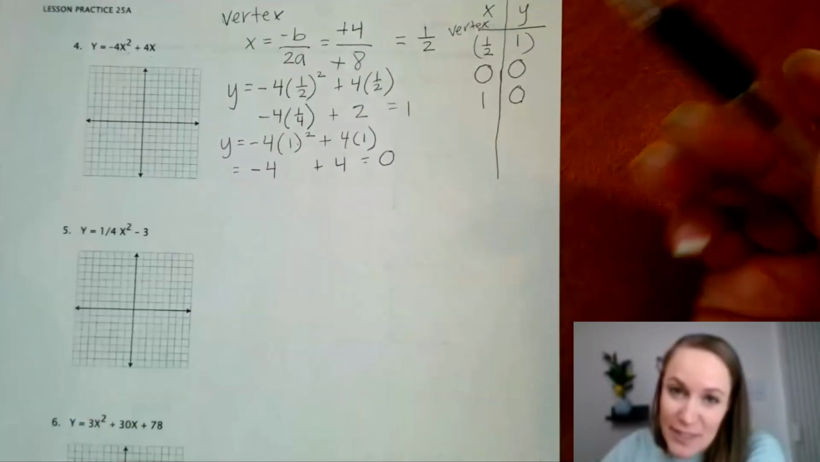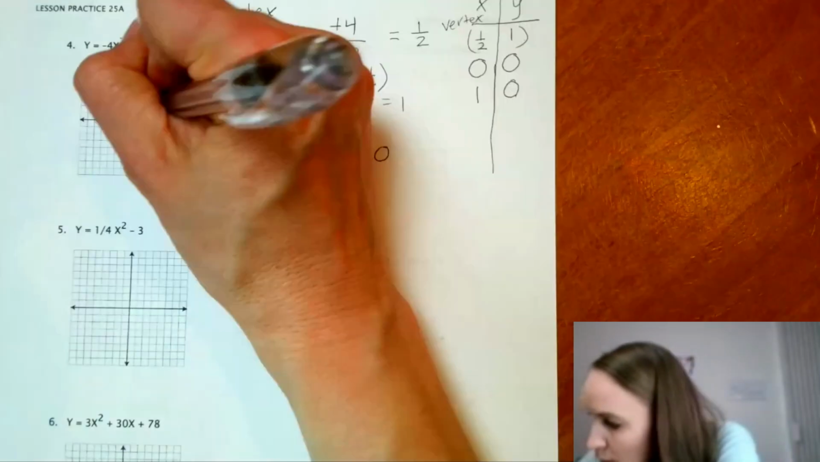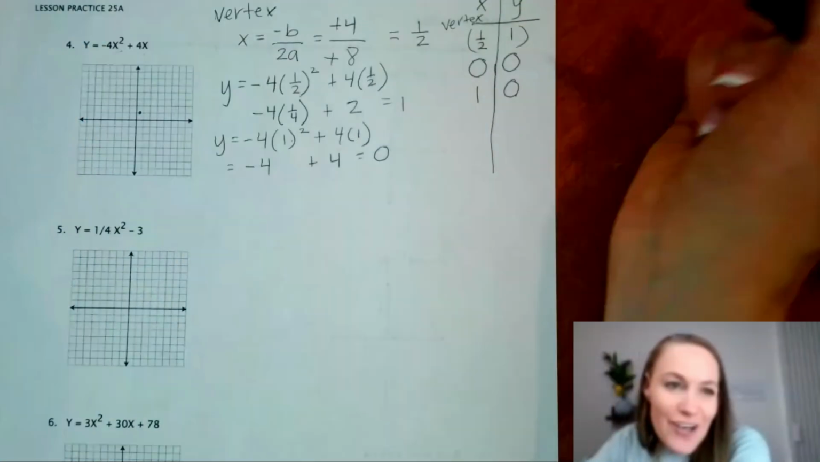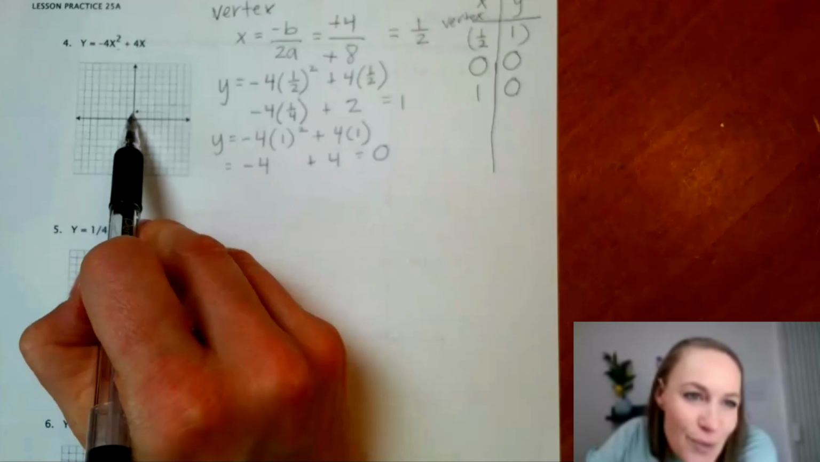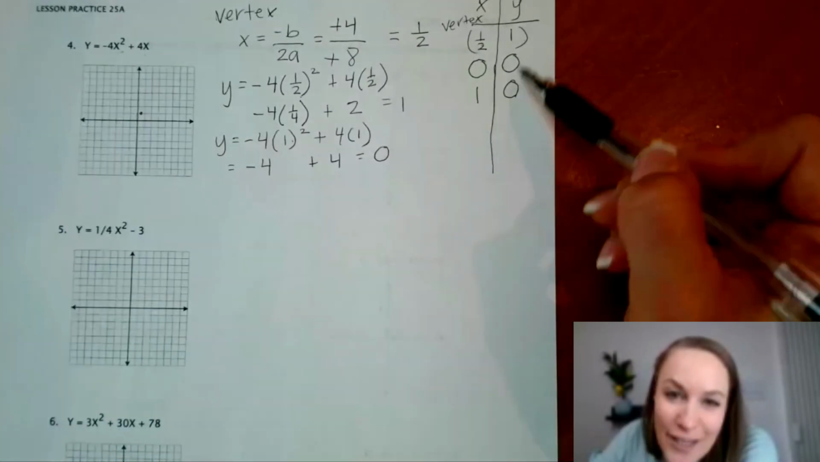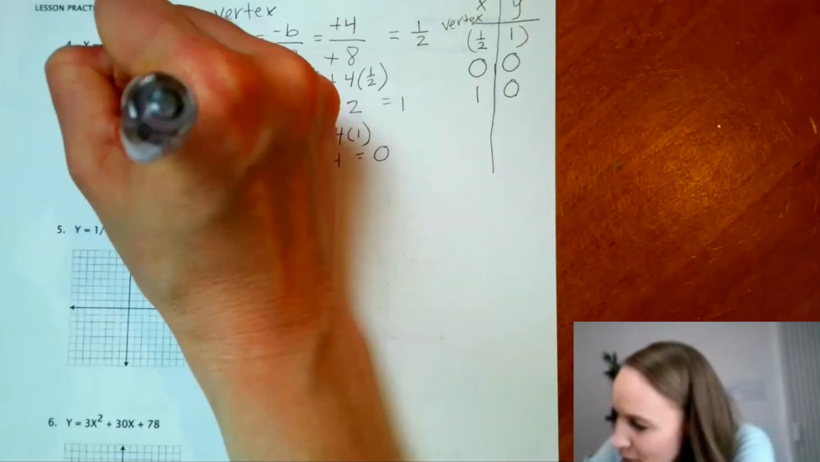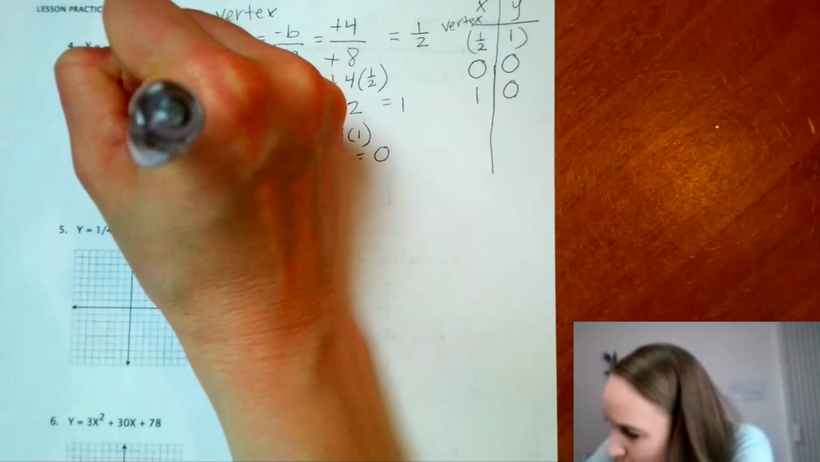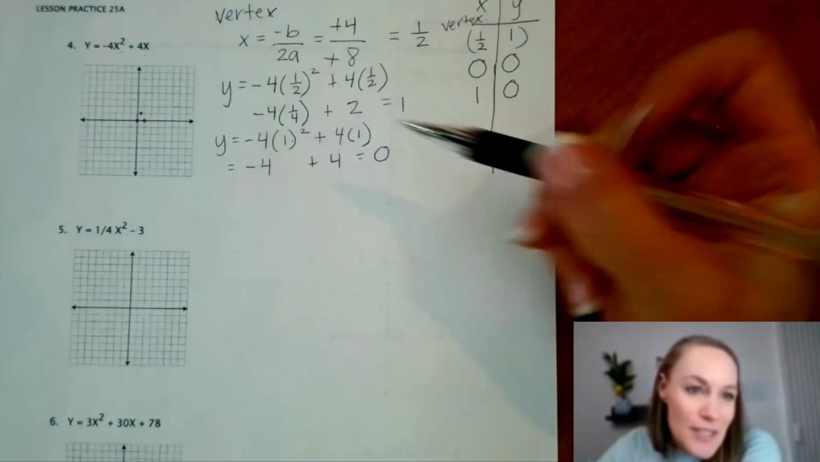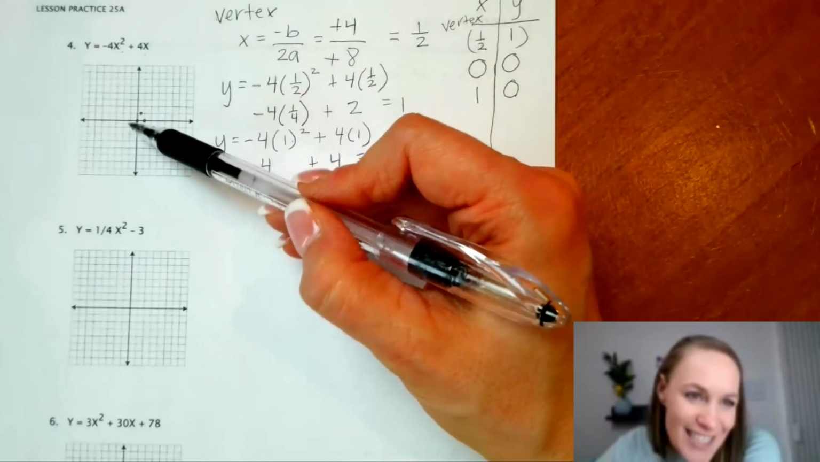Let's graph it so we can see that visually. 1/2, comma 1. So 1/2 in the x direction and then 1 in the y direction is right there. It's in between directly 0 and 1. So that's how we get y equals 0 for both of those values. So 0, 0, and 1, 0. Okay, there we go.